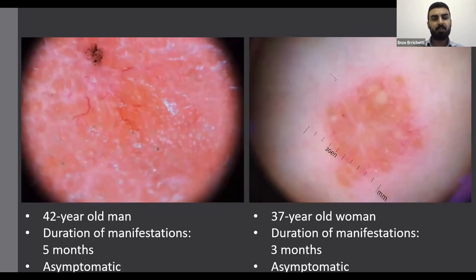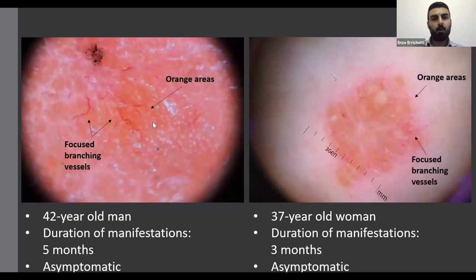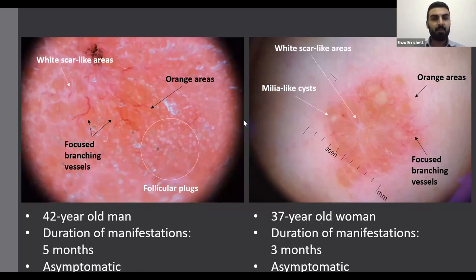If we look at the dermoscopic image, we can appreciate orange structureless areas in both cases and focused branching vessels, as you can see here. So I think you agree with me that we have two granulomatous conditions because of these orange structureless areas. We have additional dermoscopic features. In both cases we have white scar-like areas, and on the left we also have follicular plugs, and on the right milia-like cysts. The question at this stage is, may we be more specific in the diagnosis?